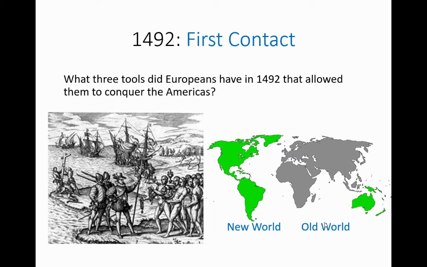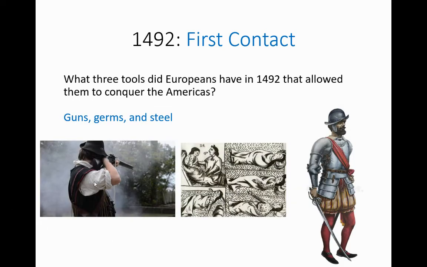There were three things that Europeans had when they made first contact that helped them have a big advantage over the indigenous people of the Americas. What were those three tools? They were guns. Europeans had guns, and the indigenous people of the Americas did not. They had germs. They carried on them many diseases that they transmitted to the indigenous people.